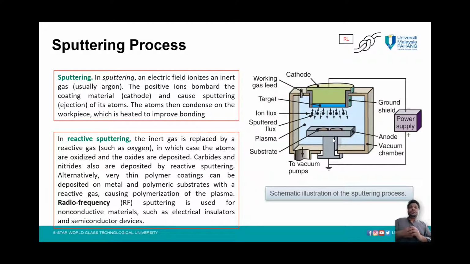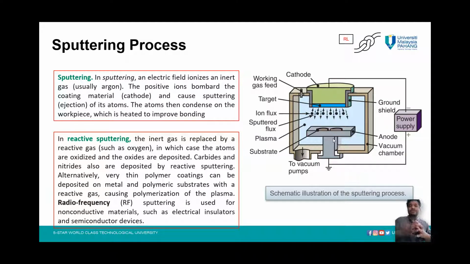Now there is another technique called reactive sputtering. In reactive sputtering, the inert gas such as argon is replaced by a reactive gas such as oxygen or nitrogen, so that if I have a target material such as titanium, then that titanium reacts with oxygen, and titanium dioxide is deposited. Or if I have chromium and a carbon-based reactive gas, then chromium carbide can be deposited. In these cases the atoms are oxidized and the oxides are deposited. Carbides and nitrides are also deposited by reactive sputtering.